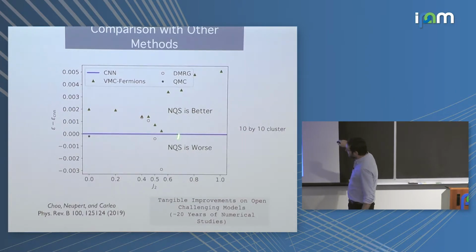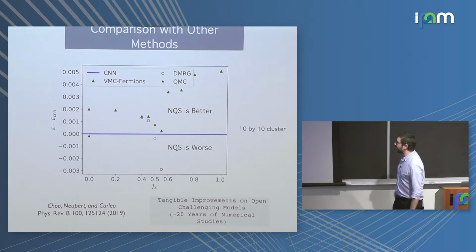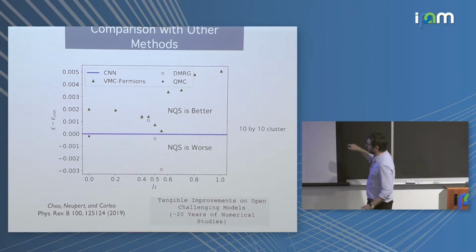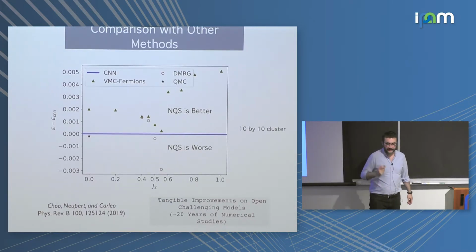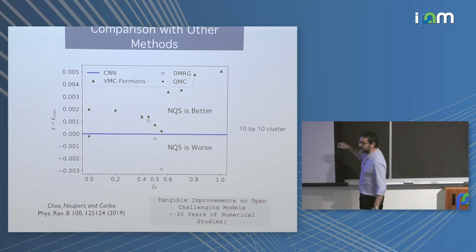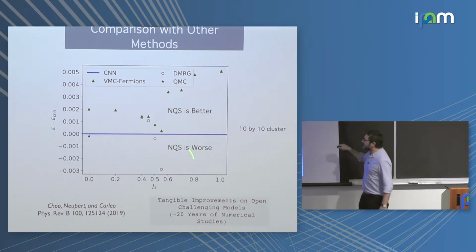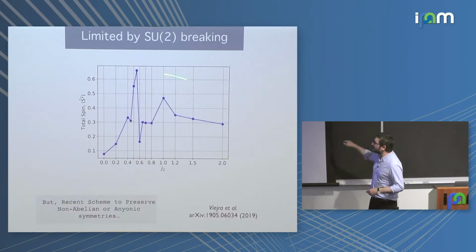And you can see that for, I would say, most of the phase diagram, we have improved upon these 20 year old numerical studies, where people have tried out different ansatz to study this problem. There is still a region in the middle that is not yet the best for us, where the existing results are still performing better. But this is a region where we are suffering particularly from the breaking of SU(2) symmetry.